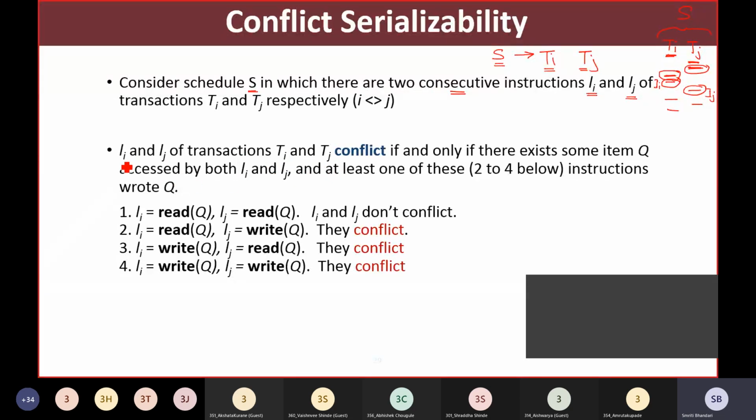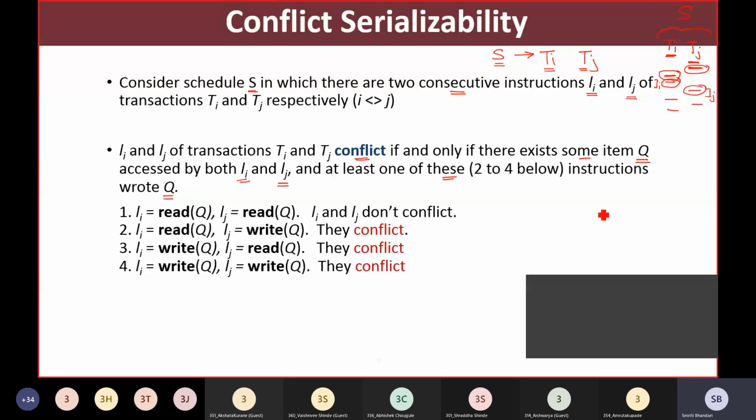These two instructions now, II and IJ of transactions TI and TJ, we say that these two instructions II and IJ conflict with one another if and only if there exists some item Q that is accessed by both II and IJ, and at least one of these instructions is writing this data item Q.